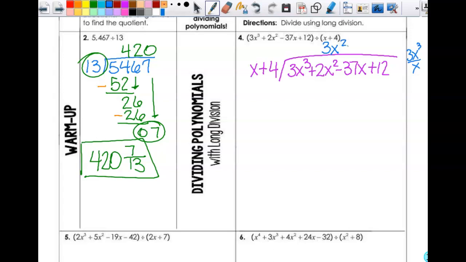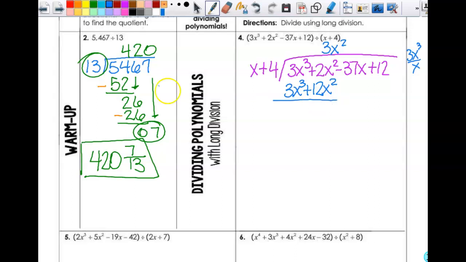Then just like after I got my 4 over here and I multiplied 4 times 13, I'm going to multiply 3x squared by both of these. So 3x squared times x is 3x cubed. 3x squared times 4 is a positive 12x squared. And I line those up with the ones that match.